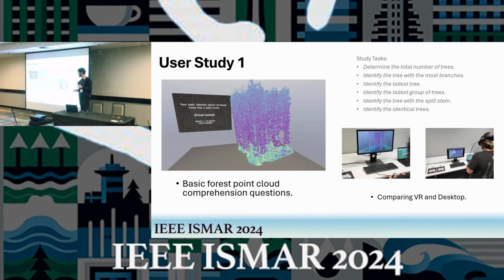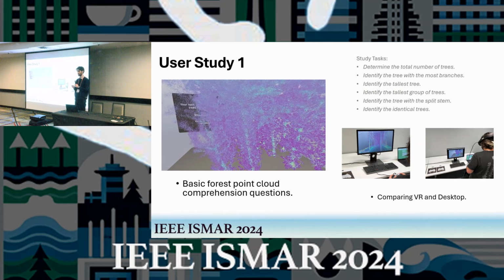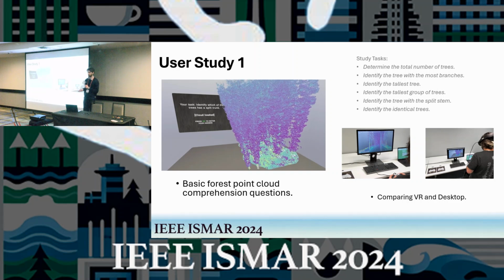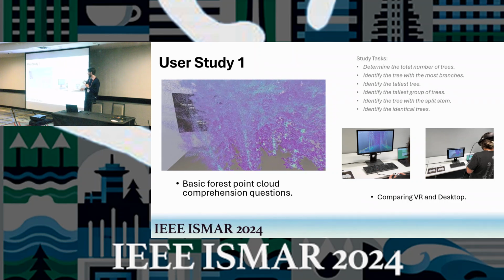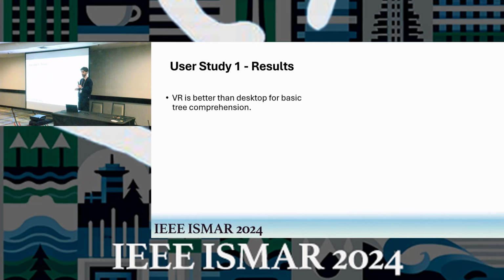We got them to do this once in VR using a Meta Quest Pro, and once again using a desktop with an equivalent resolution, using an identical control scheme. We counterbalanced for condition order and for task description, and compared the results to get a read on the relative strengths and weaknesses for VR and desktop at these tasks. We ran 24 participants, and what we found is that VR is better than desktop for basic tree comprehension.